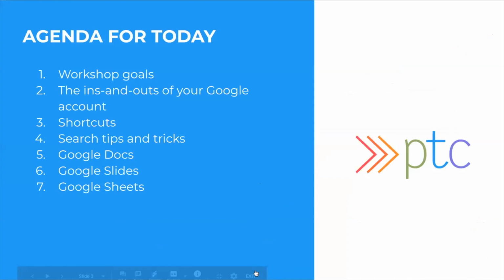So now I'll go through today's agenda. We'll be going through 7 different topics, which include workshop goals, which we just covered. Next, we'll go over the ins and outs of your Google account. Then we'll be going through some basic shortcuts. And after that, we will talk about some search tips and tricks. And finally, we'll go over 3 Google applications: Google Docs, Google Slides, and Google Sheets.